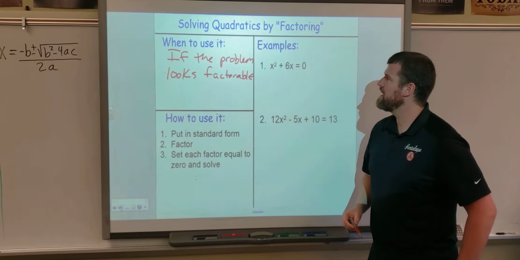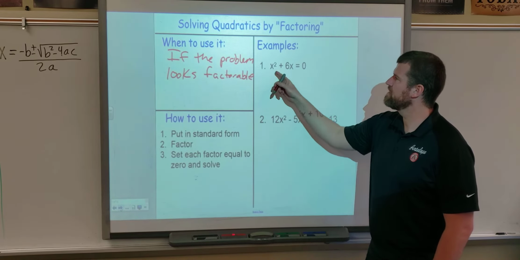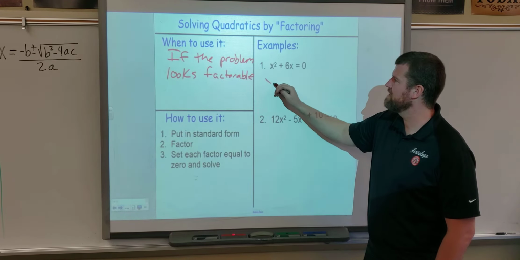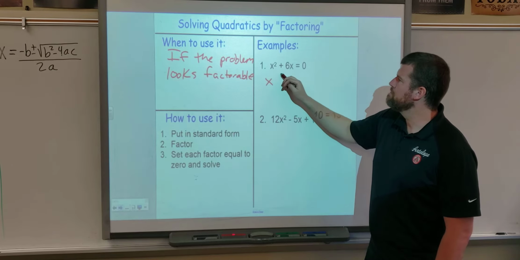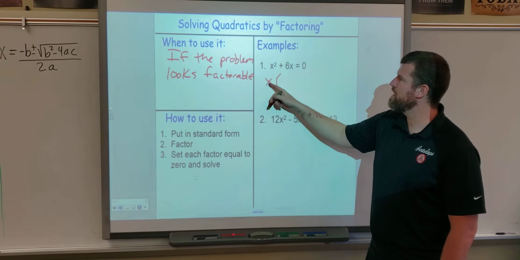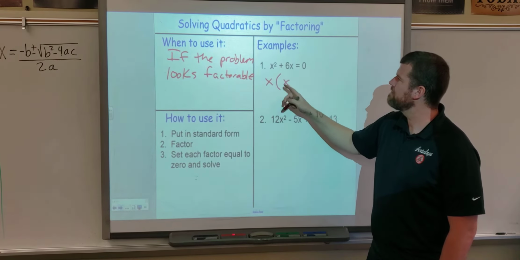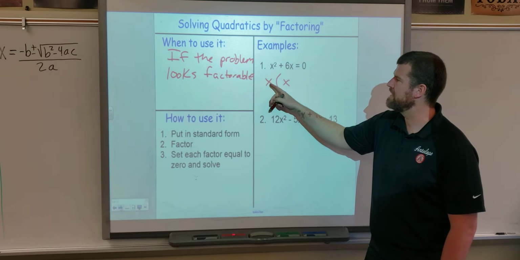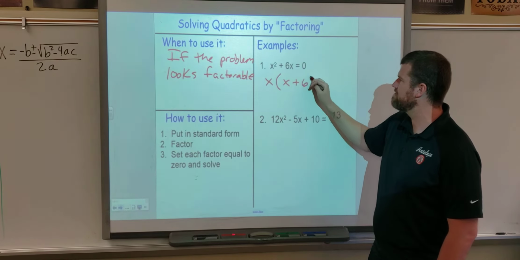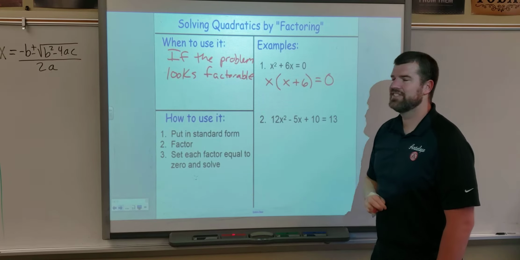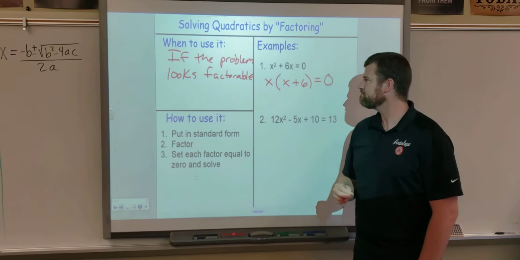So example number 1, I notice that it doesn't have a C value, which means I can always take out a GCF. So for this problem, our greatest common factor is x, which means to get back to x squared, we can do x times x. And to get plus 6x, I need x times a positive 6. So done, it's already factored.